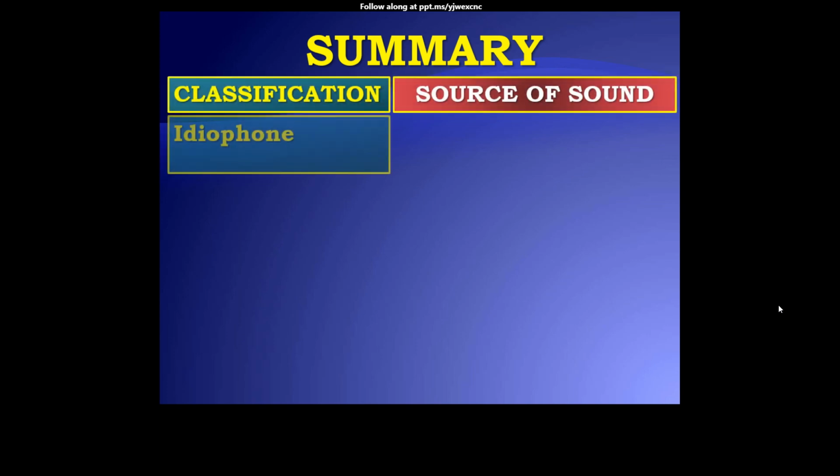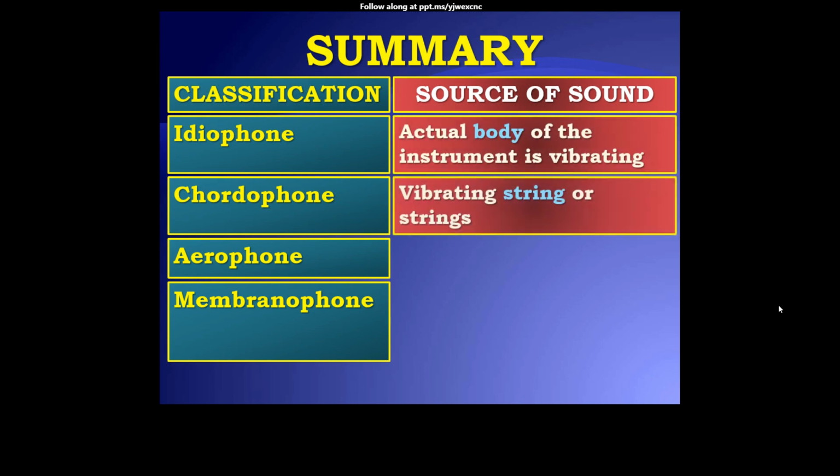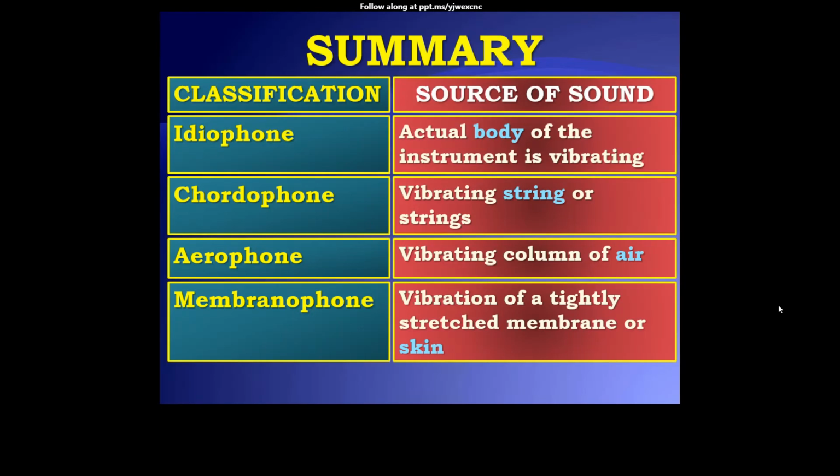Okay, for the summary, we now know that the classification of musical instruments based on source of sound is divided into idiophone, chordophone, aerophone, and membranophone. In idiophone, the source of sound is the actual body of the instrument vibrating; in chordophone, a vibrating string or strings; in aerophone, a vibrating column of air; and in membranophone, the vibration of a tightly stretched membrane or skin.